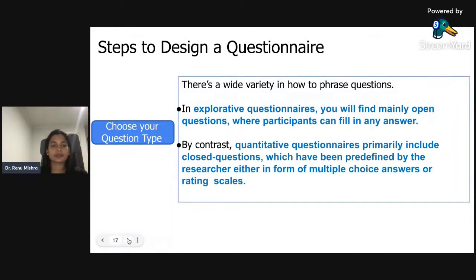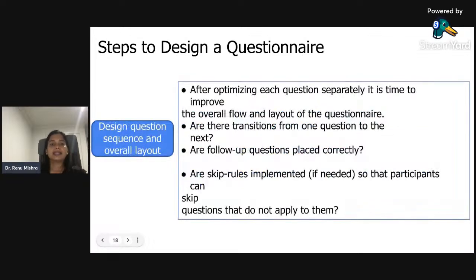All right. Then design the question sequence and overall layout, like which question will be followed by which questions. See, this is very important. Why? Because when the respondents are in the process of answering the questions, each question is linked to the previous one.